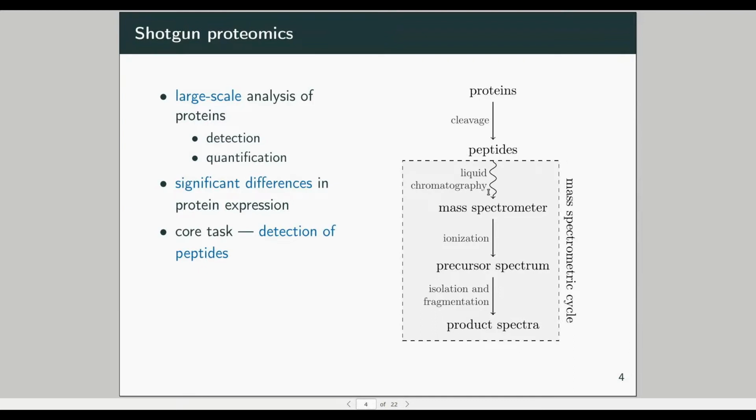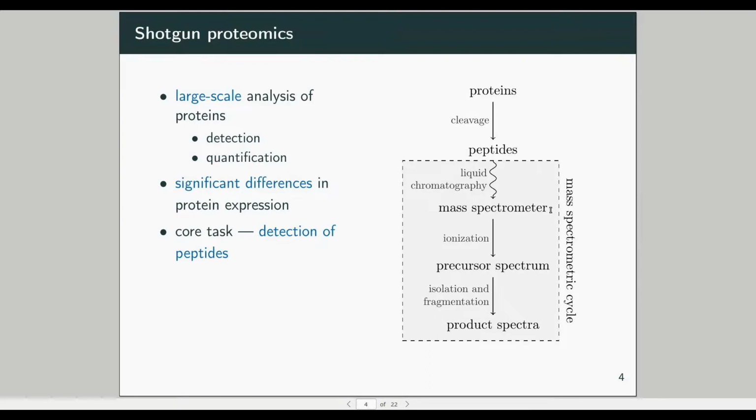Yeah, so on the right side you can see that the sample contains proteins. These are enzymatically cleaved into peptides, and these peptides are gradually introduced using liquid chromatography to a mass spectrometer. And I will shortly show an example of what the mass spectrometer actually does. Well, I forgot to say that modern shotgun proteomics is generally heavily tied to mass spectrometry, which is the instrument which actually analyzes the data.